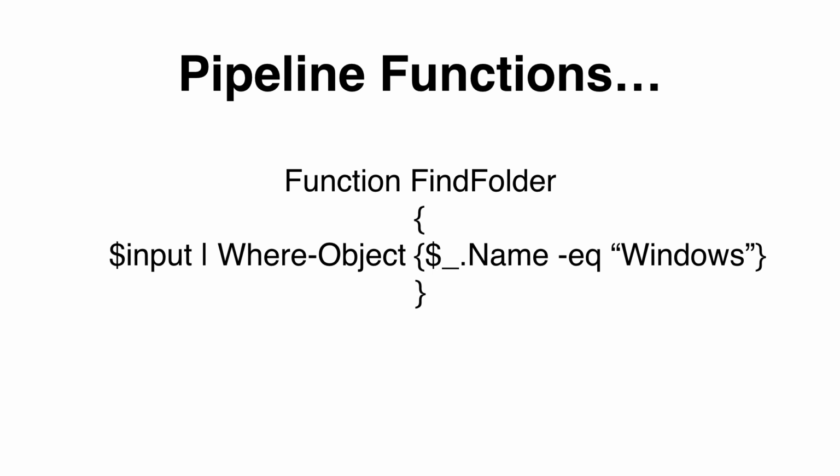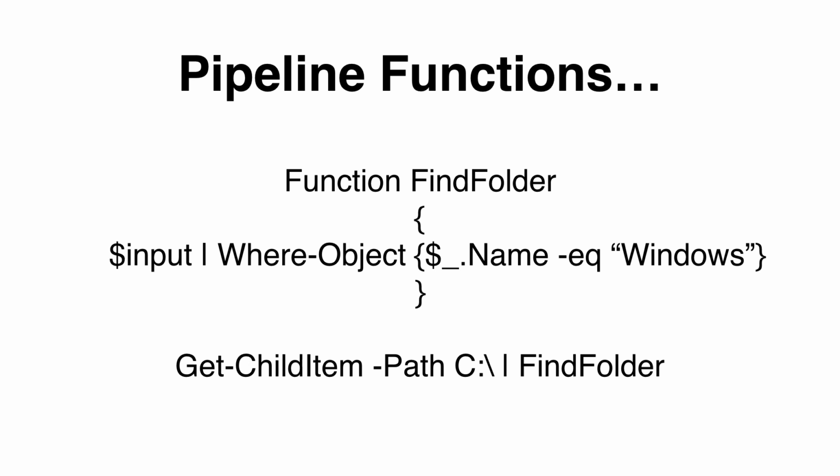We specify the name of the function. Then in the command block, we use the input variable to indicate that we are waiting for a command that will be piped into the function. Then we specify what should happen with the pipe input. In this case, we are searching for an object where the name is equal to Windows.